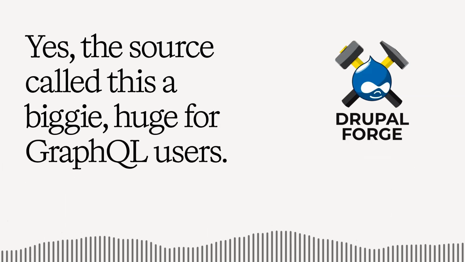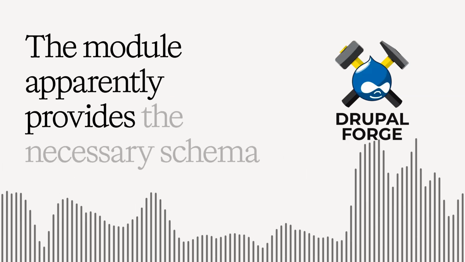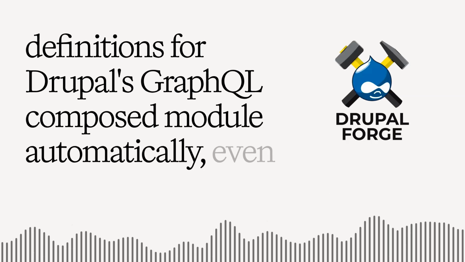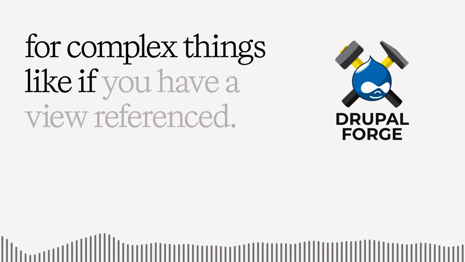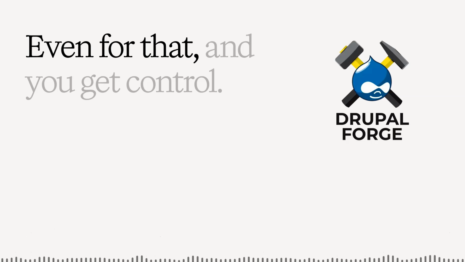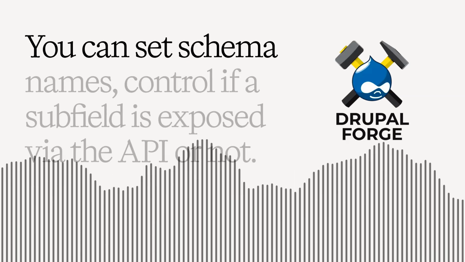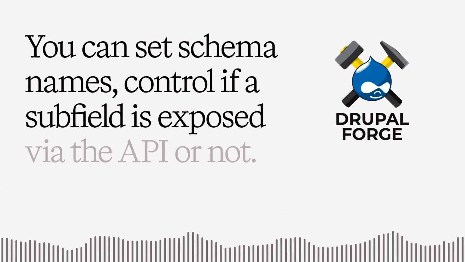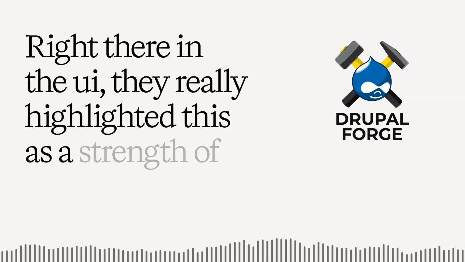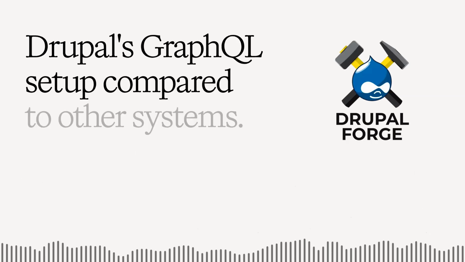Huge for GraphQL users. The module apparently provides the necessary schema definitions for Drupal's GraphQL Compose module automatically. Even for complex things, like if you have a view referenced inside a custom field. Yep, even for that. And you get control. You can set schema names, control if a subfield is exposed via the API or not, right there in the UI. They really highlighted this as a strength of Drupal's GraphQL setup compared to other systems.